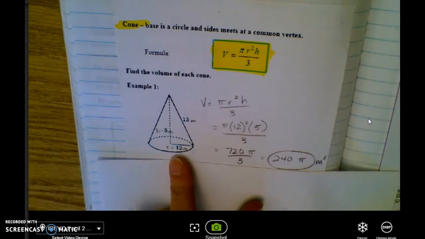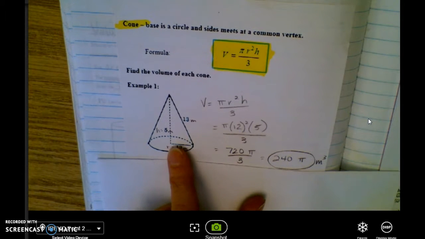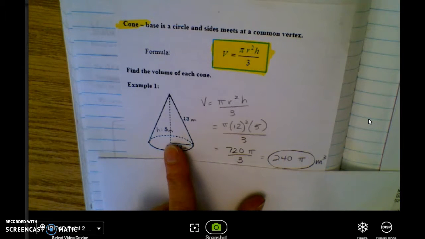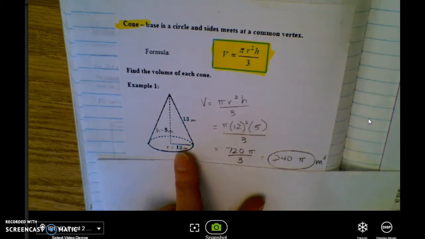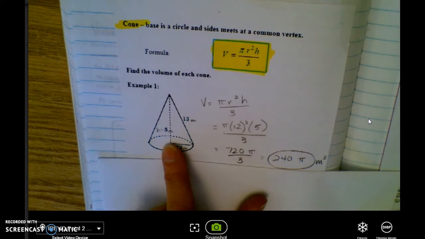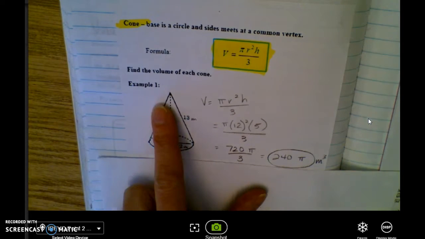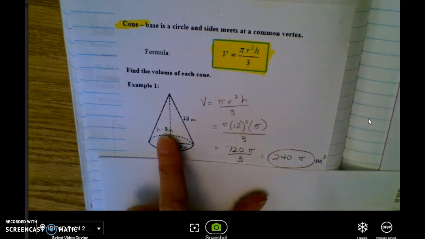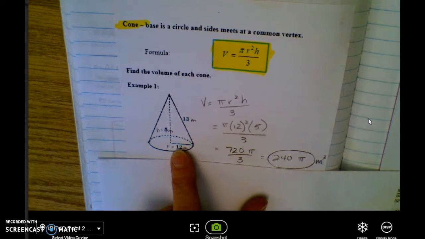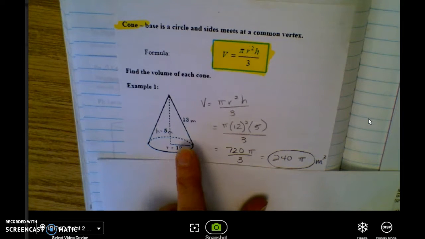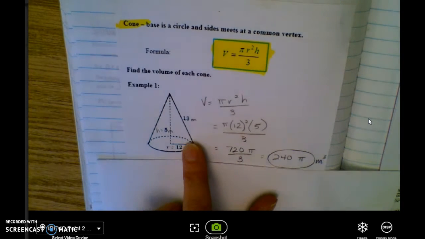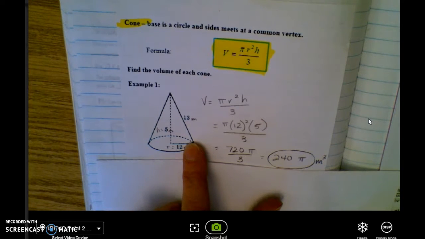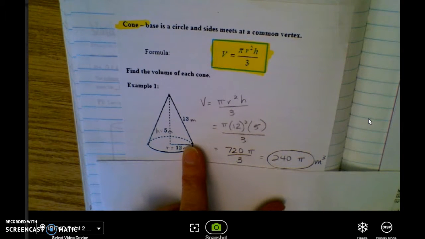So for your note sheet, you have a cone with some dimensions listed. Understand that this dimension down here at the bottom, from the center of the circular base over to the outside, is your radius. Your height is going to be perpendicular, in other words, straight up and down from that circular base. So we need to use the 5 for our height. We need to use the 12 for our radius. This dimension over here, this 13, is called the slant height.